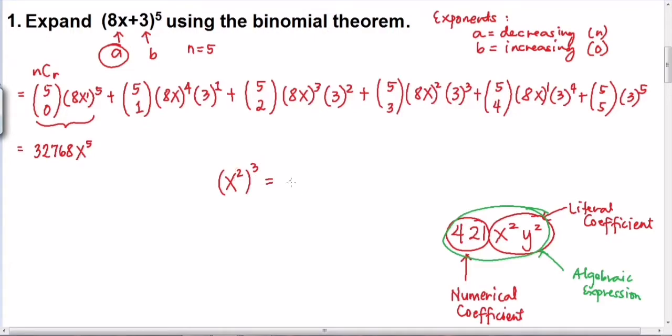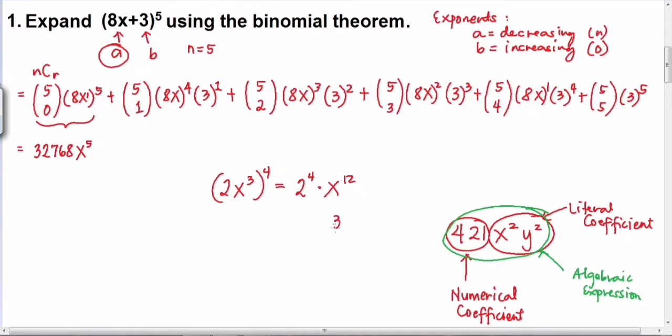Hindi mo siya i-raise na 2 raised to 3. Hindi ganun, guys. Okay? Ang ginagawa lang dyan, halimbawa, meron kayong 2x cubed raised to 4. Ang nangyayari, magiging 2 raised to 4, kasi itong number na naka-raise dyan, yan yung i-raise nyo. Pero ang ginagawa natin sa literal coefficient is we multiply the exponent. So, dito ang magiging sagot, x raised to 12, kasi 3 times 4 is 12.